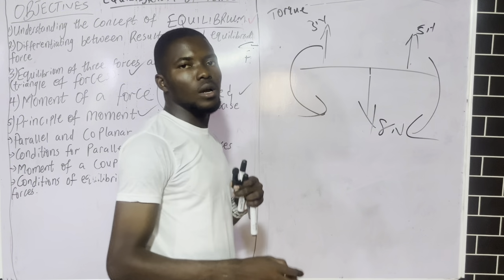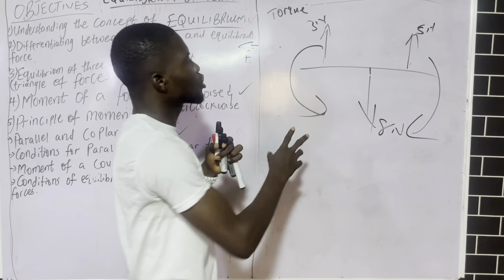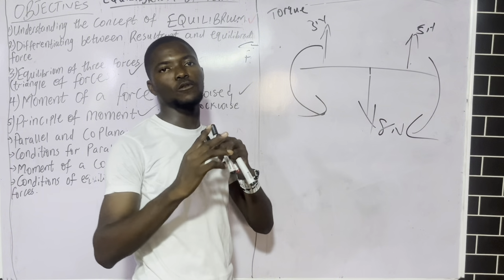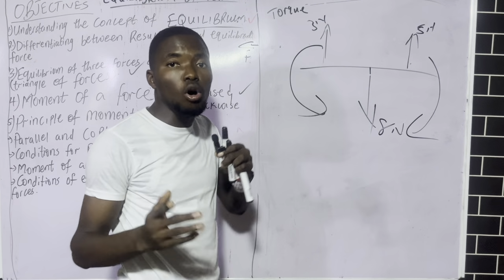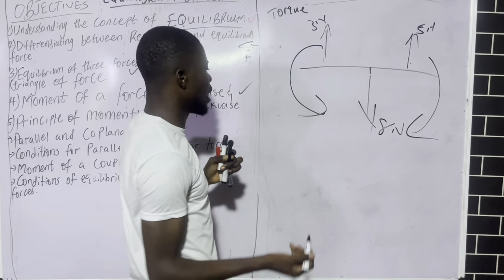Are you with me now? It's said to be parallel. So when two lines, their lines of action, do not meet, then the thing is said to be parallel. Let me show you an example.